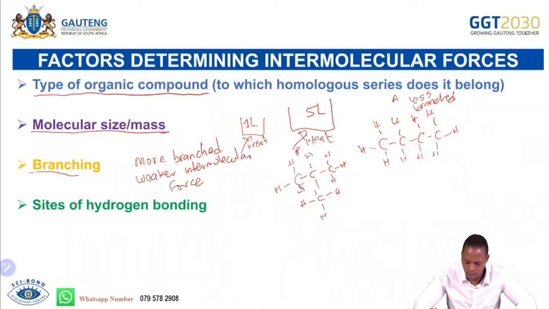That means that both of them will also have the same number of what? Of hydrogens, okay? Same number of hydrogens. So that means molecular size is the same. What's my next thing to check?